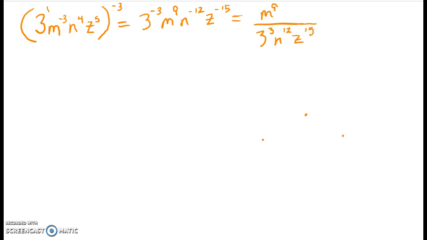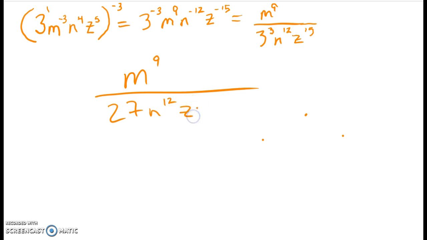And now, let's go ahead and write our final answer. We've got m to the 9 over 3 times 3 times 3 is 27. N to the 12. And z to the positive 15.